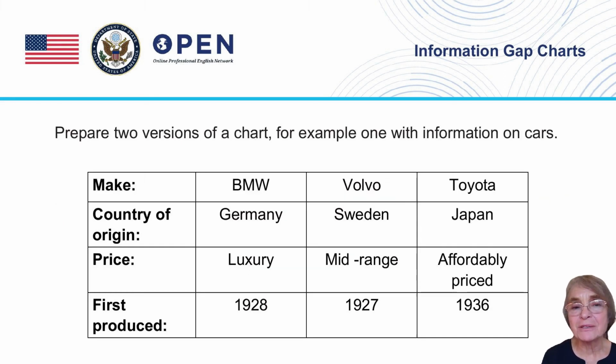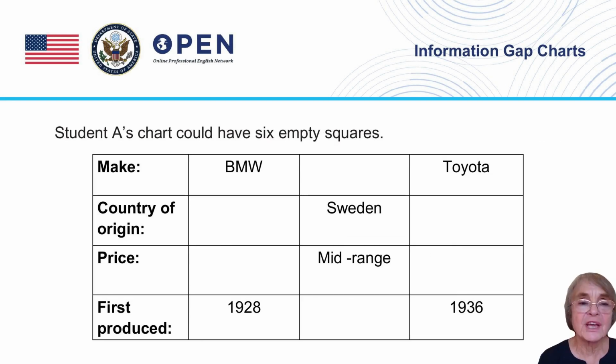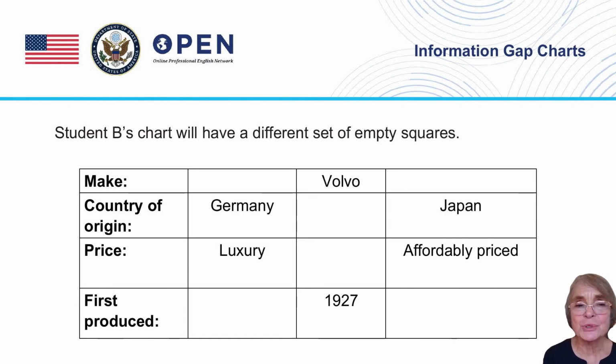The teacher prepares two versions of a chart of information on a topic that will be interesting to the class. Each student chart has half of the information. This completed chart has information about the make, country of origin, price, and first production of 4 kinds of cars. Student A's chart could have 6 empty squares. Student B's chart then has 6 different empty squares.